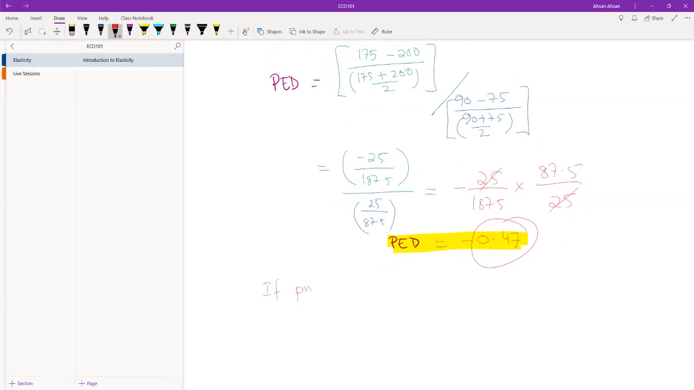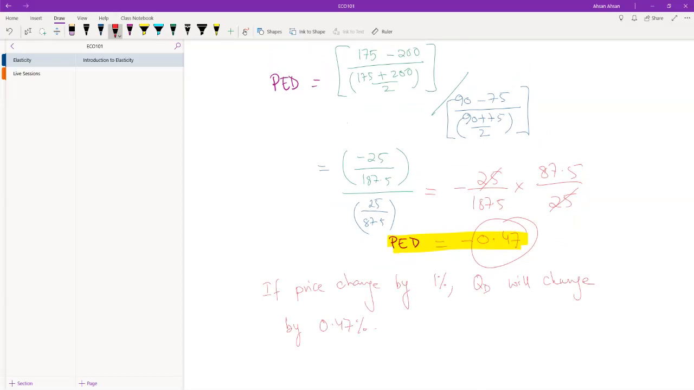If price changes by 1%, quantity demanded will change by 0.47%.